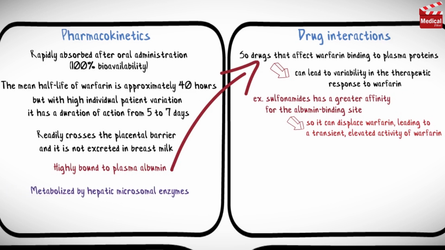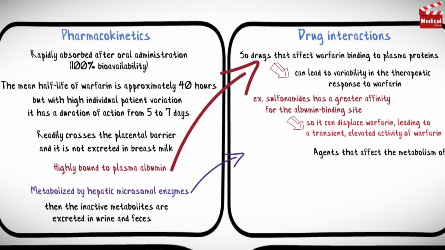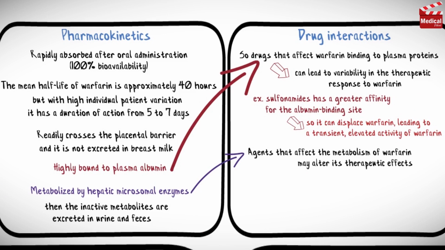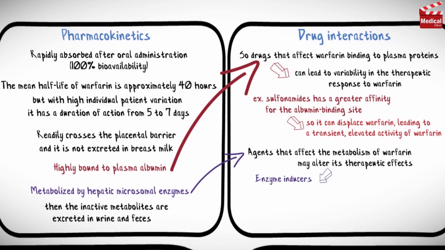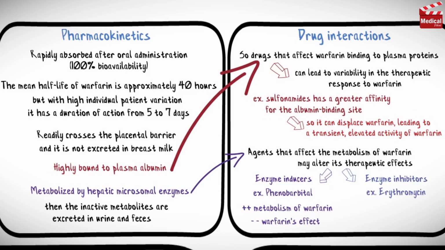Warfarin is metabolized by the enzymes of the liver. Then the inactive metabolites are excreted in urine and feces. Agents that affect the metabolism of warfarin may increase or decrease its therapeutic effects. For example, enzyme-inducer drugs, such as phenobarbital, increase the metabolism of warfarin, so they decrease warfarin's effect. And enzyme-inhibitor drugs, such as erythromycin, decrease the metabolism of warfarin, so they increase warfarin's effect.